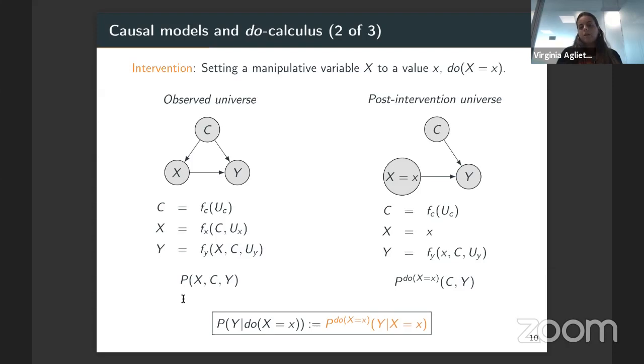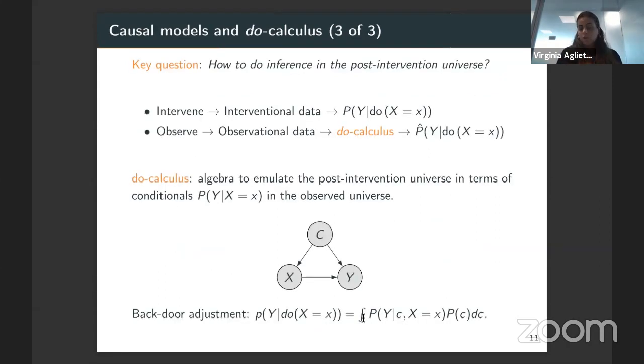Now, the important thing is that observational and interventional distributions are different. The interventional one is denoted with the do operator. And generally, this is what we are interested in learning because it allows us to determine the effect of an action. So again, there are two different ways to estimate this interventional distribution.